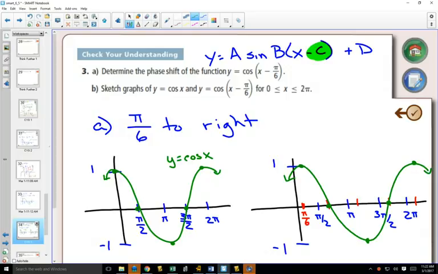So for this one, 3E and F. So I'll give you some time to work on all of question 3 right now.